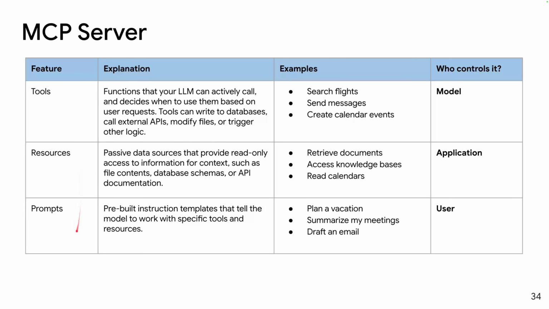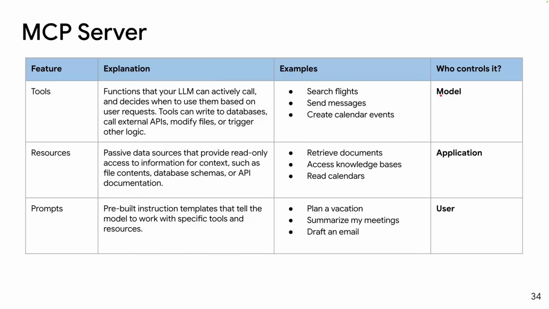Okay, so this is very important. What's the difference between tools, resources, and prompts? Basically, tools are functions. It could be a Python function, a function that this MCP client can call. But who decides when the function will be called? The function is decided to be called by the model.